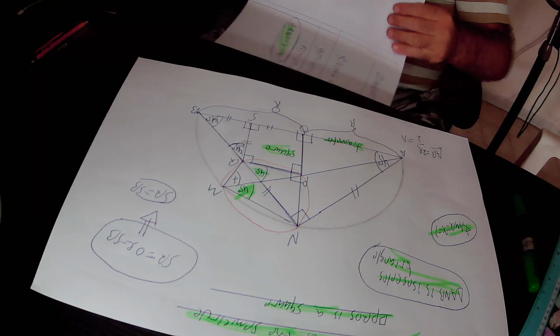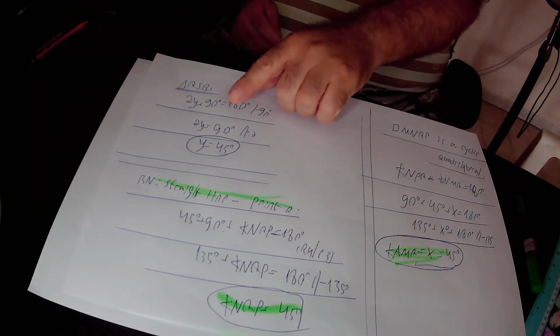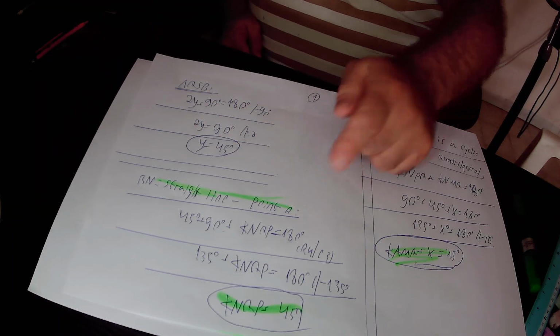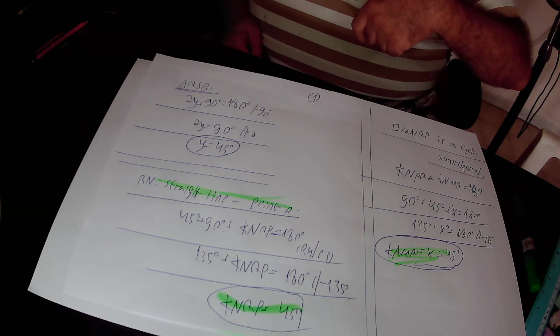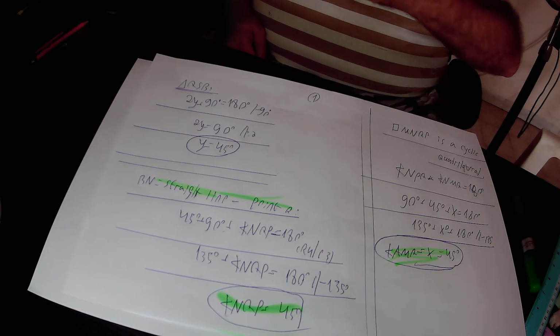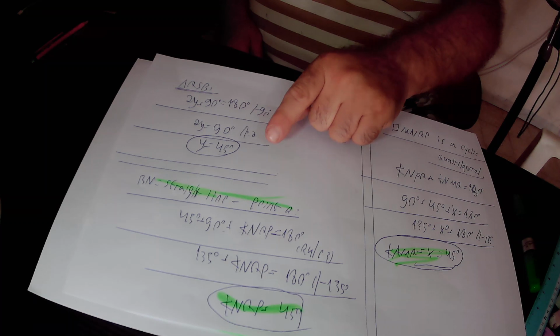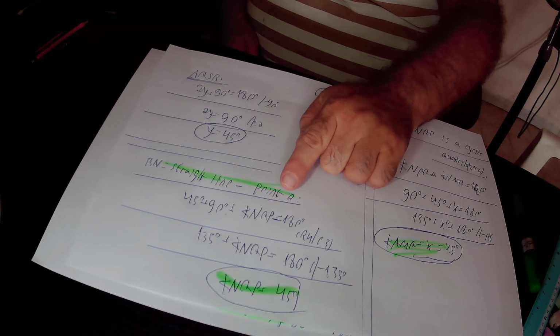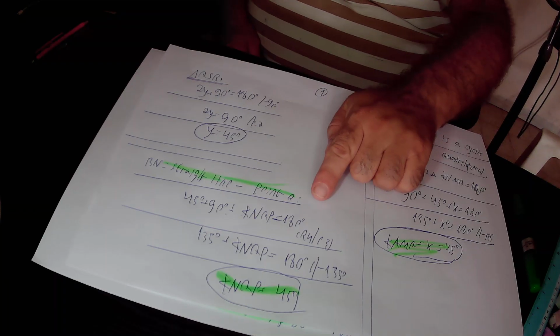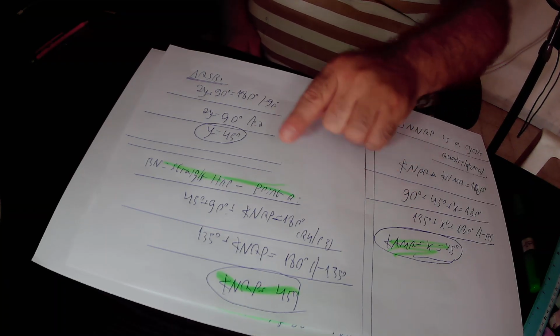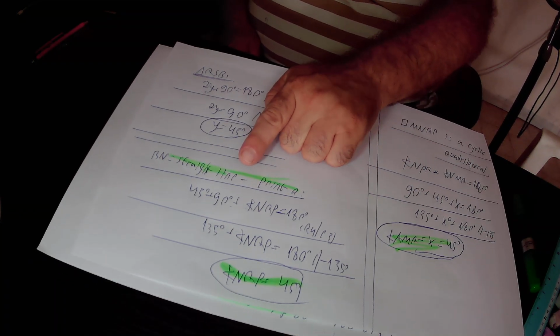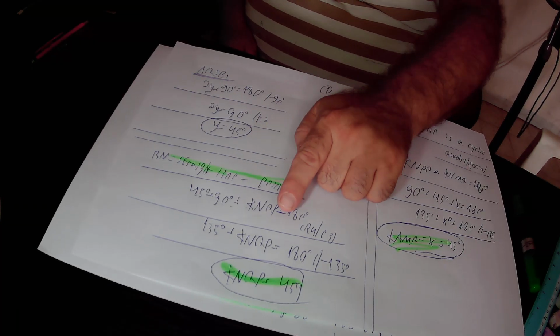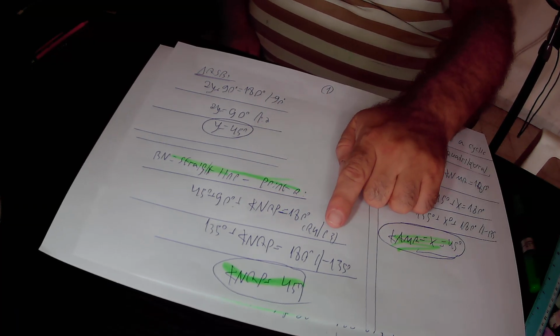Then again, on the left side of the straight line BN at point Q, the sum of the angles must be equal to 180 degrees according to rule 3. So which angles do we have there? We have 45 degrees plus 90 degrees plus the missing angle in QP, so that must be equal to 180 degrees according to rule 3. 45 degrees plus 90 degrees is 135 degrees, plus the missing angle in QP, total must be equal to 180 degrees.